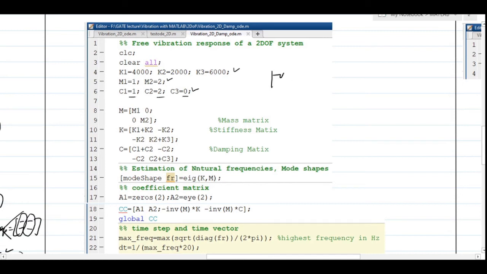So what is my system? I have a system with 2 masses, 3 springs and 3 dampers. The values of the springs are 4000, then 2000 and 6000, and the damping values are 1, 2 and 0 here. The mass values are 1 and 2. So I have created my mass matrix, stiffness matrix and the damping matrix.